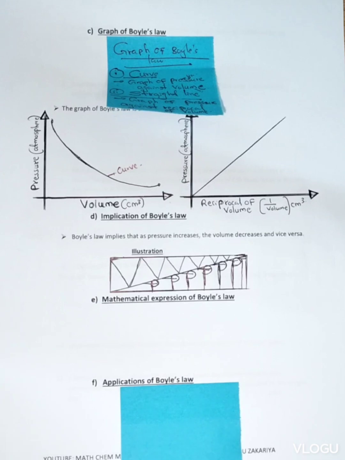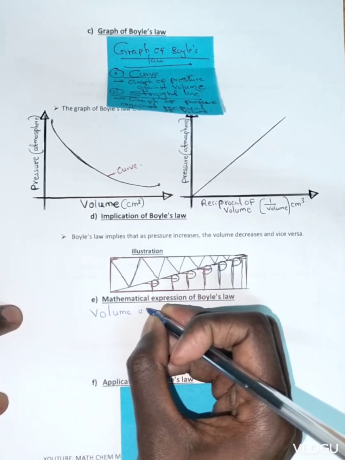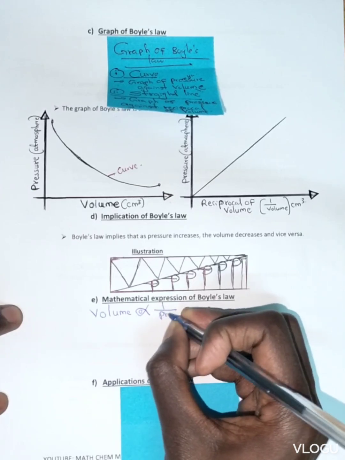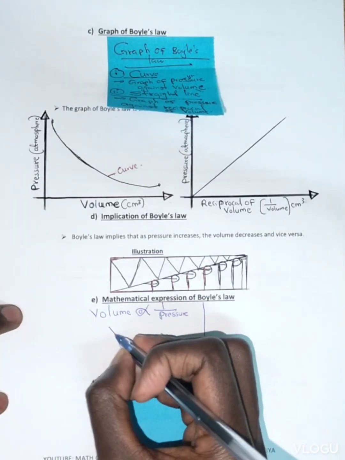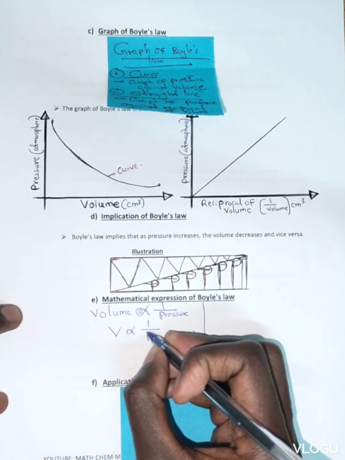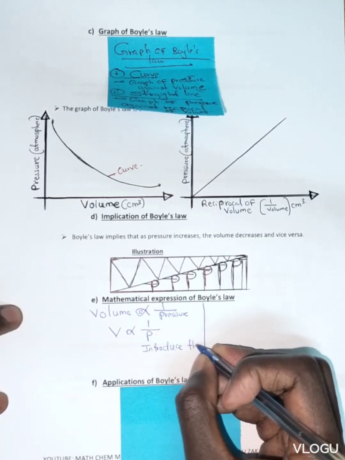Fifth, let's see the mathematical expression of Boyle's law. How do we express Boyle's law mathematically? Now, one thing that we should know, when defining Boyle's law, we say the volume of a fixed mass of a gas is inversely proportional to the pressure. This is the sign that we use for proportional. Let's say volume V is inversely proportional to 1 over P, that is, pressure. So let's introduce the constant K here.